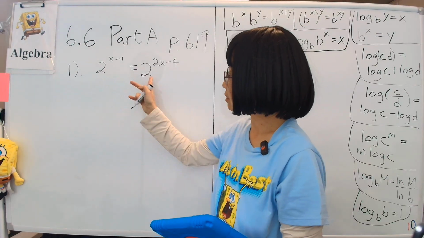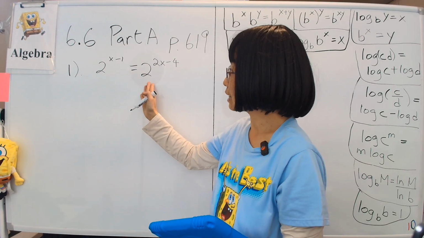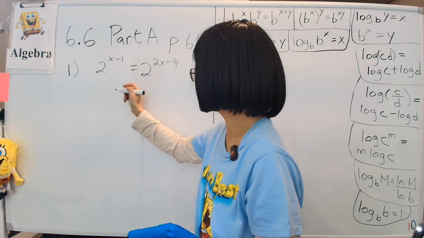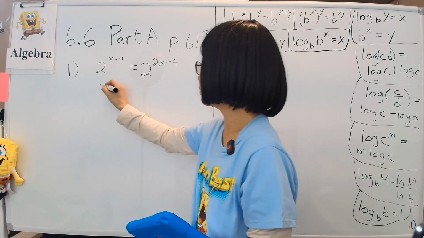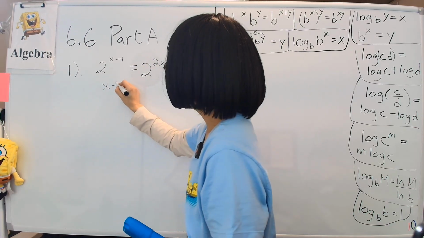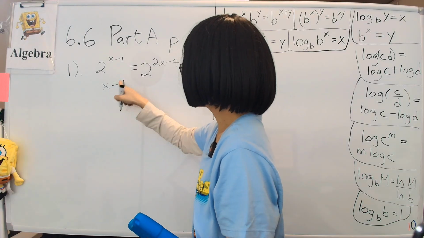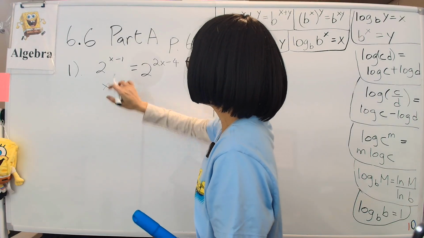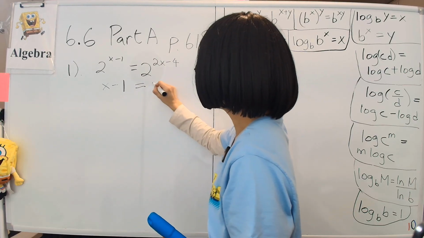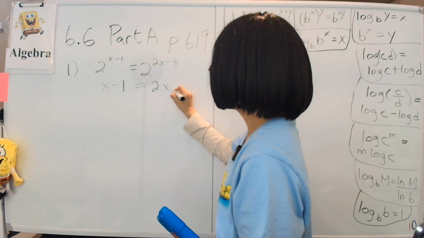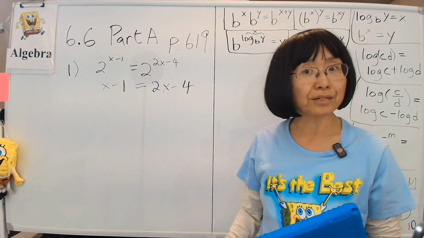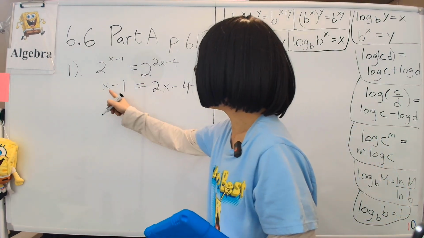Being that the base is the same, if these two are the same, then the exponent has to be the same. So the next step is simply to say, the base is the same, so for the equation to hold, x minus 1 is going to be equal to 2x minus 4. Then we just solve this equation, and we're good. And how do we solve that?